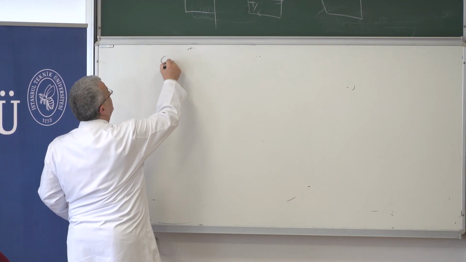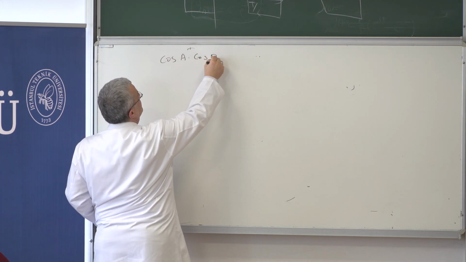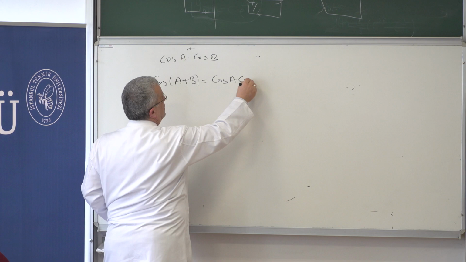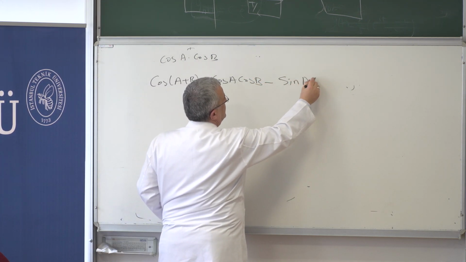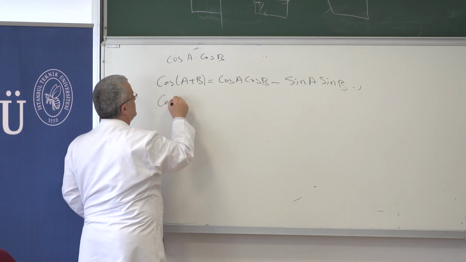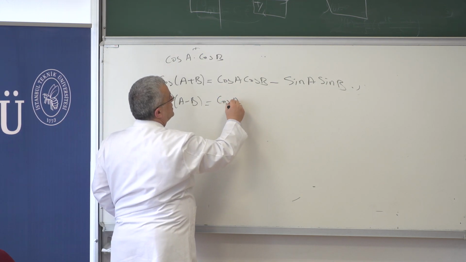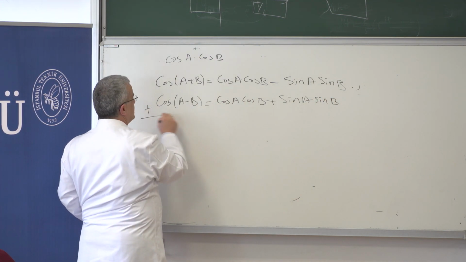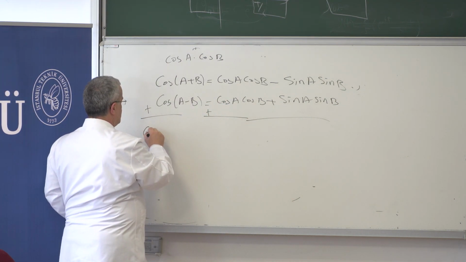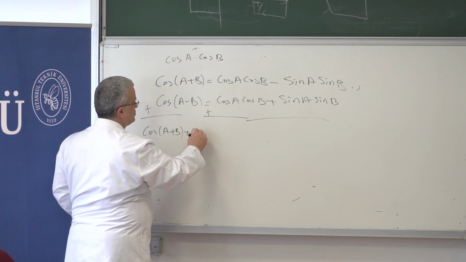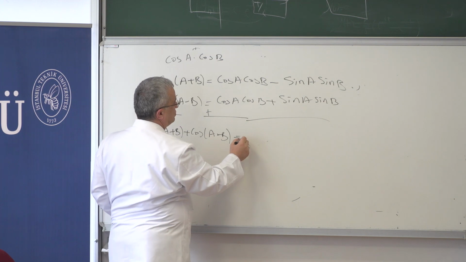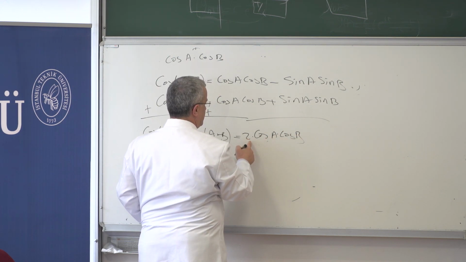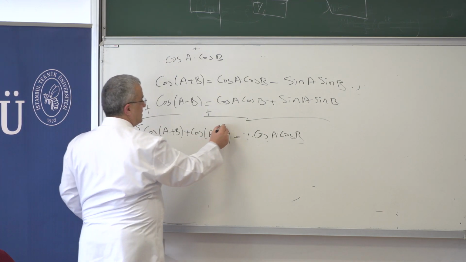When you have cosine A cosine B, what is the value of this? This is how you do that. Cosine of A plus B is equal to cosine A cosine B minus sine A sine B, and cosine of A minus B is equal to cosine A cosine B plus sine A sine B. When you add these up, you have cosine of A plus B plus cosine of A minus B, and the sine terms cancel. You will have 2 times cosine A cosine B. So you divide by 2, and 1/2 of this gives you that.